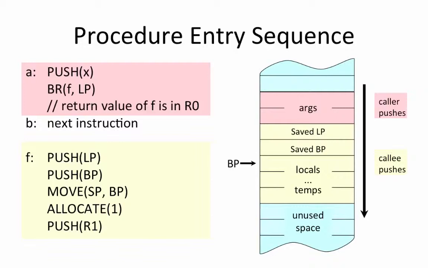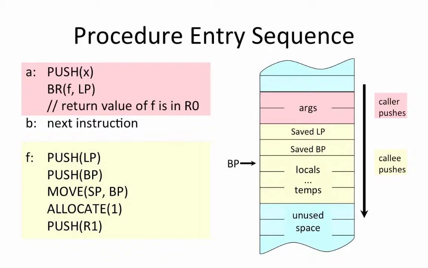Note that once the BP register is set up, one can always find the first argument at location BP-12, or in other words, 3 words before the current BP register. If there was a second argument, it could be found in location BP-16, and so on.